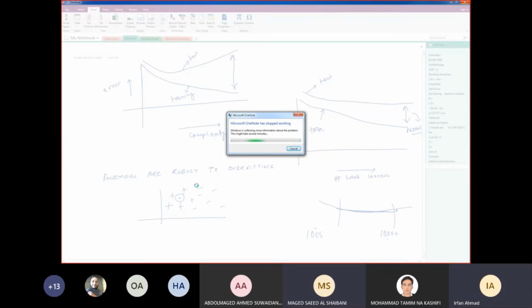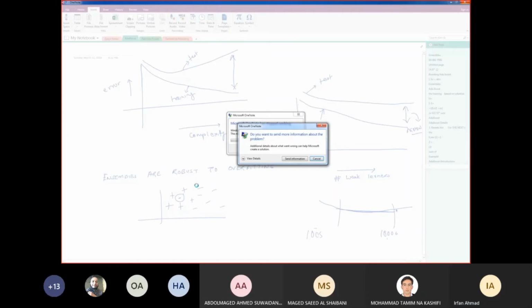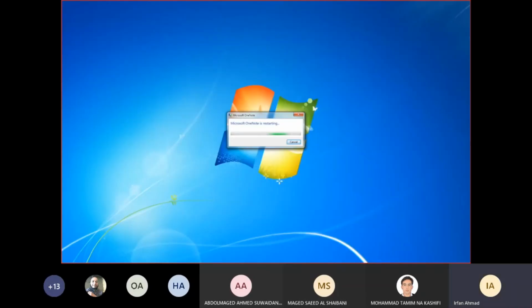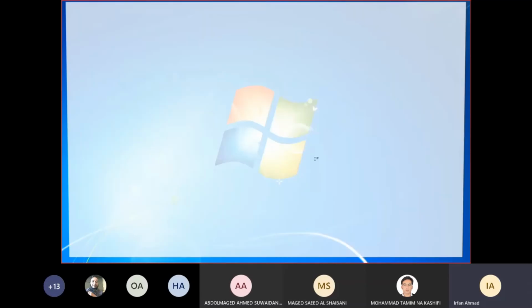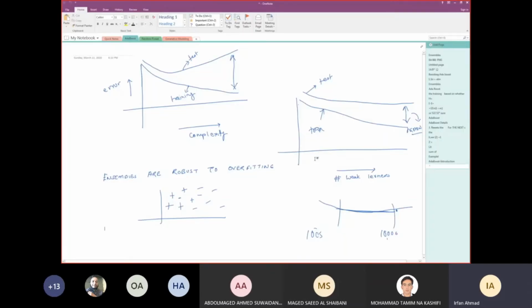OneNote has stopped working. I hope it comes back again. Can you see the screen now or no? Yes. The screen is there. Okay, very good. So it got restarted.